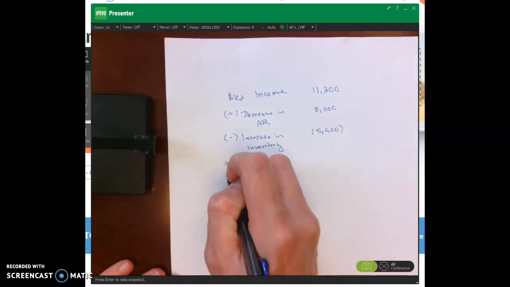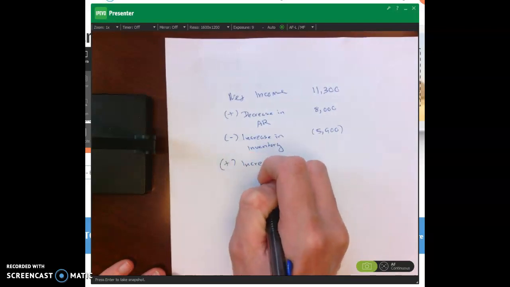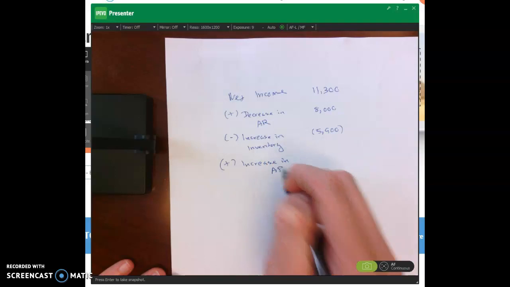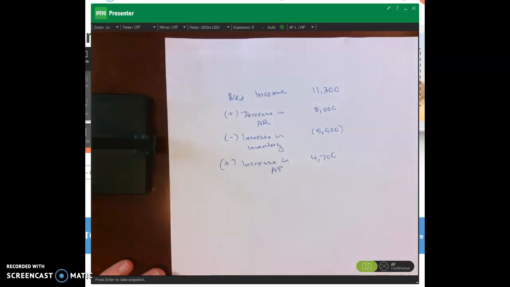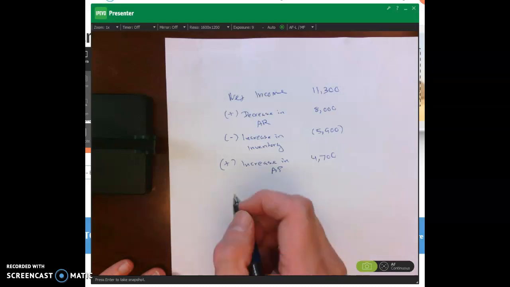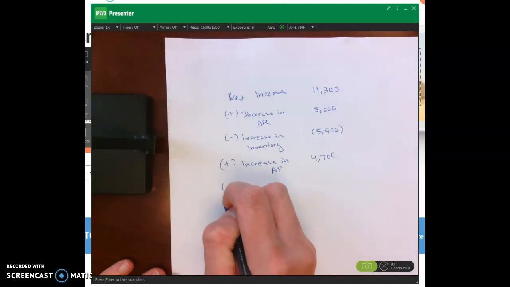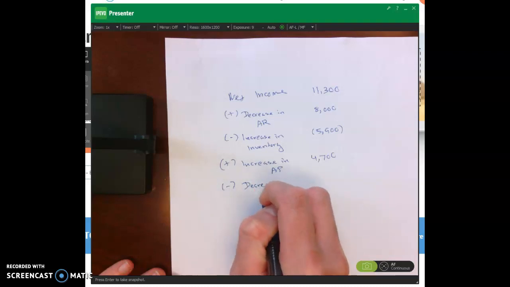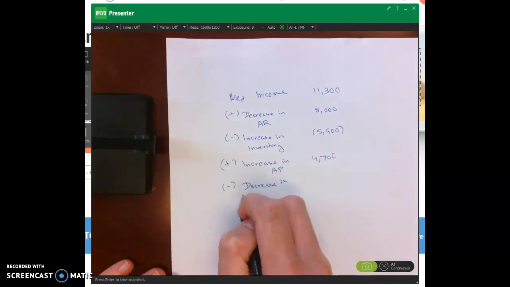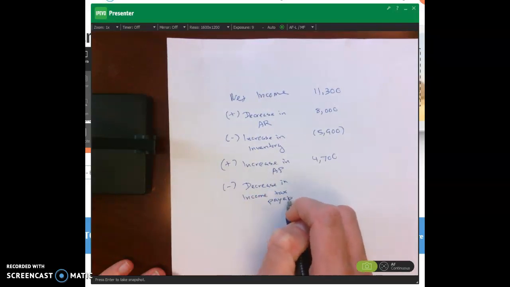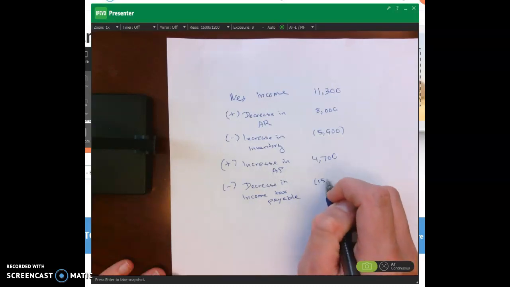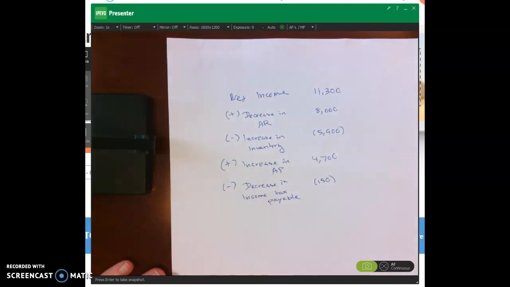So I'll say plus increase in accounts payable, AP, which is $4,700. The way I got that was 28,400 minus 23,700. Then I have my income taxes payable. I'll say minus decrease in income tax payable, which is $150. I'll put that in parentheses, showing it's a negative number that I'm going to subtract.